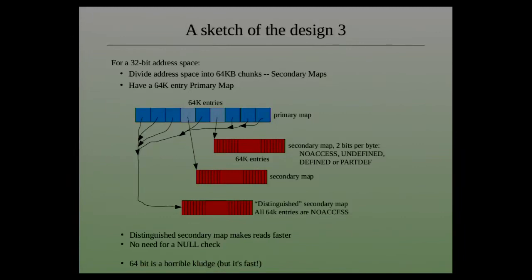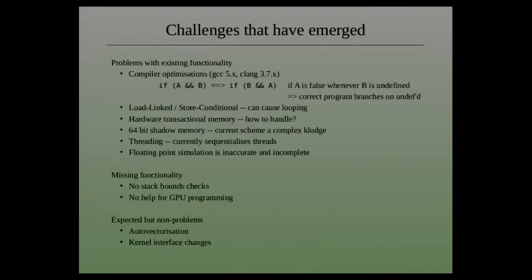64-bit is a terrible kludge because we really want to retain this two-level structure, but at least it's fast. It's a terrible kludge. I'm not proud.